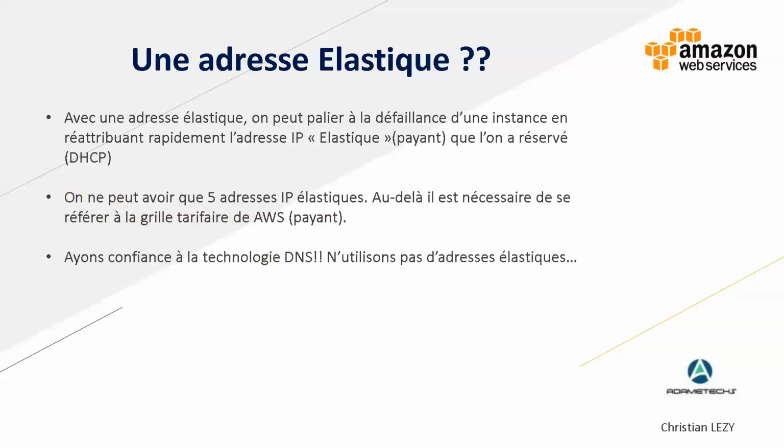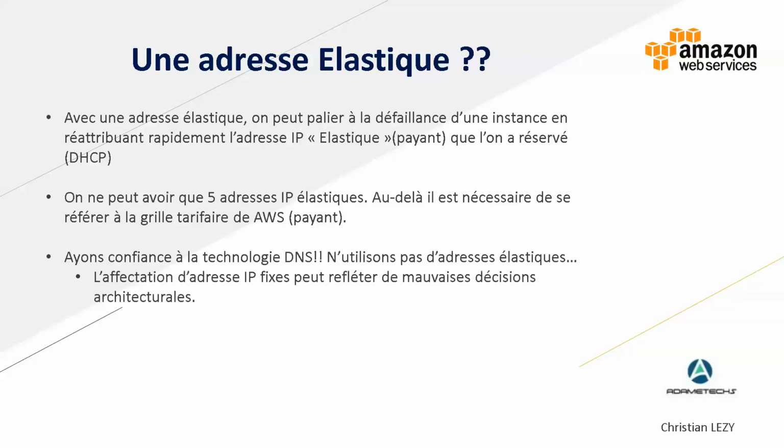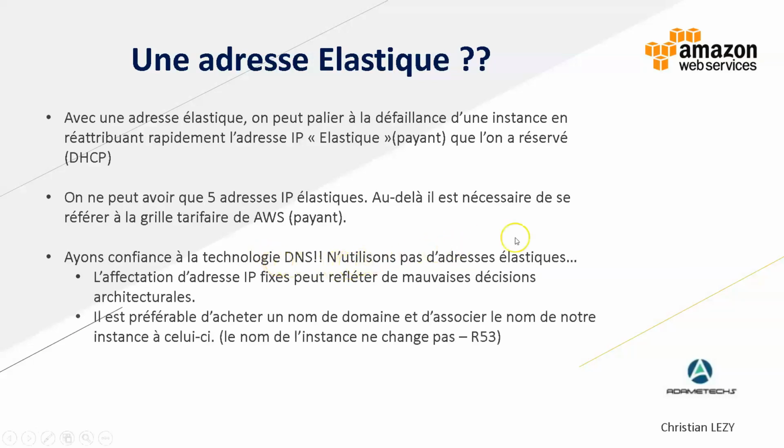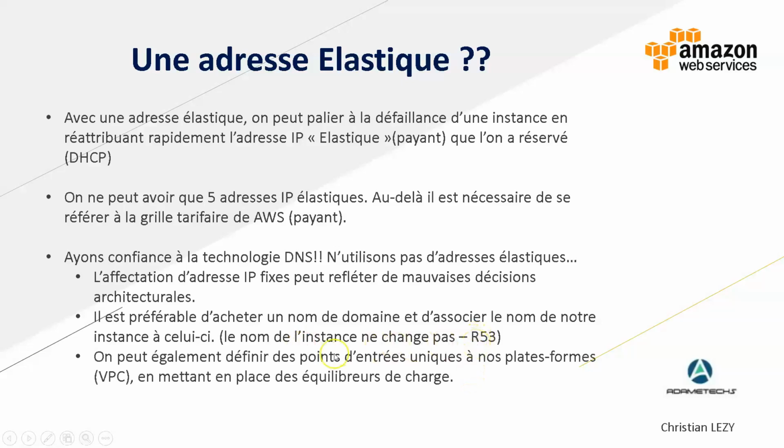Having confidence in the DNS technology, it is strongly advised to not use elastic IP addresses. The assignment of a fixed IP address may reflect poor architectural decisions. It is better to buy a domain name and associate the name of our instance with it. The name of the instance does not change thanks to the DNS management by R53. We can also define unique entry points to our platform by setting up load balancers, which allows us to direct the traffic.